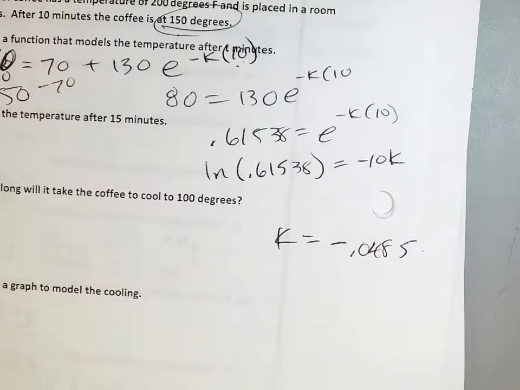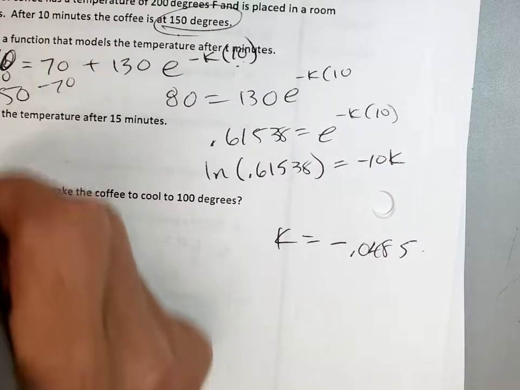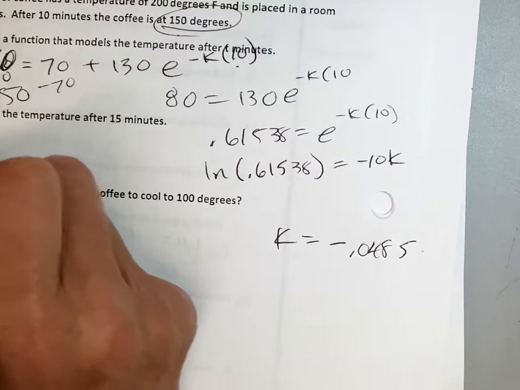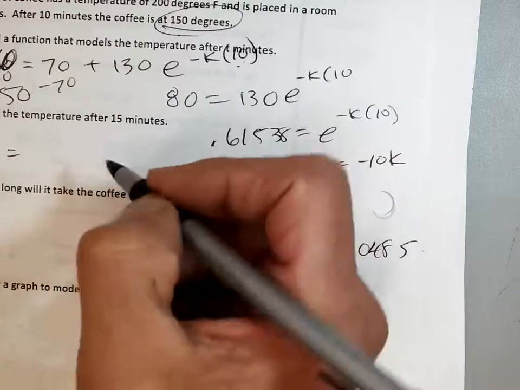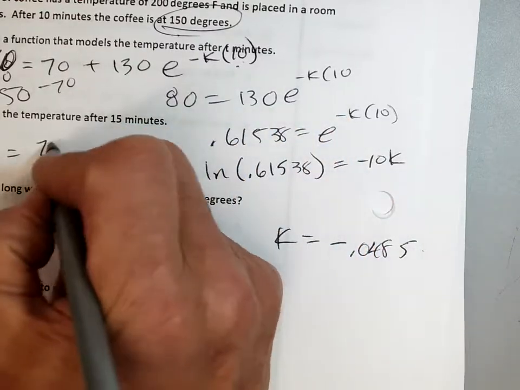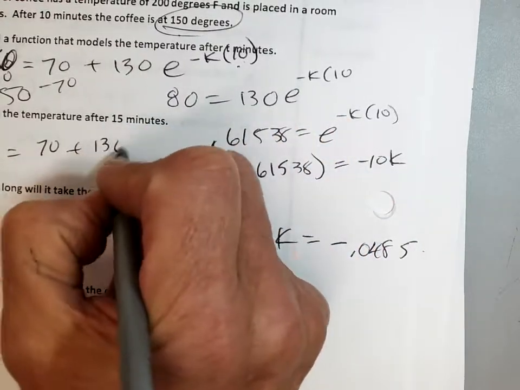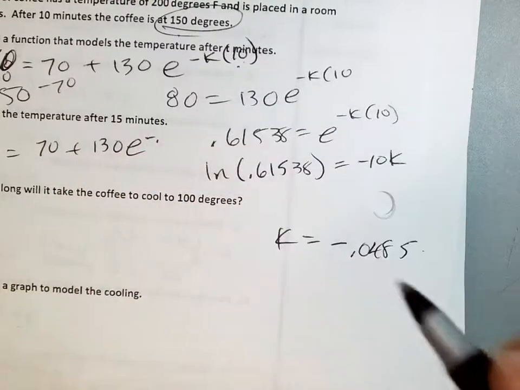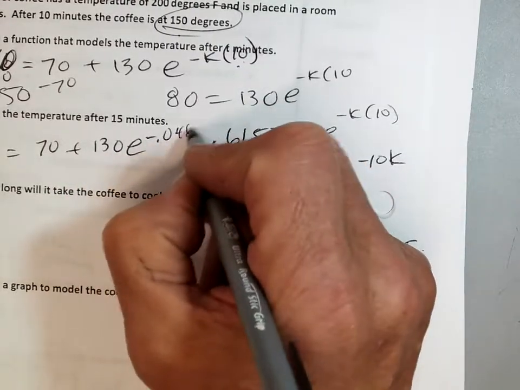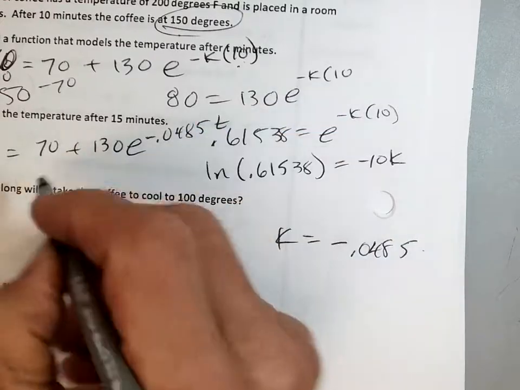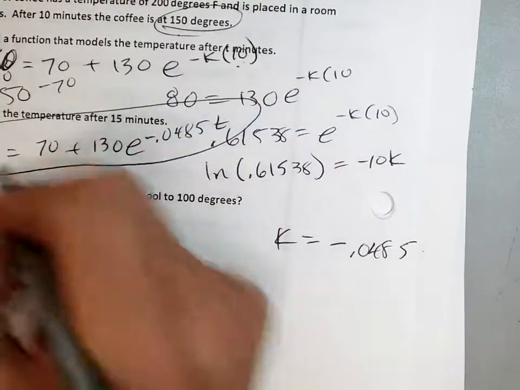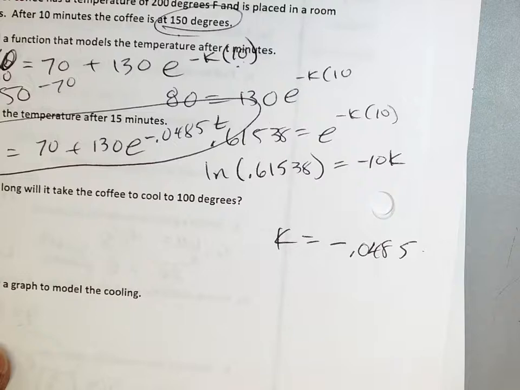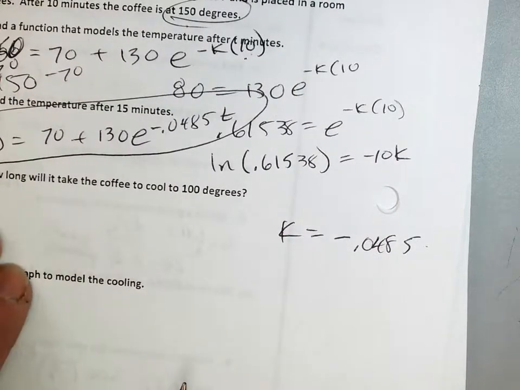Okay, so the equation I want is going to be this. Where's my equation? There it is. T of t equals my 70, because that's my room temperature, plus my 130 e to the negative 0.0485 to the t power. Okay, let me circle that. Okay, there's my equation, okay? I'm going to go through this again tomorrow, I promise, okay? I'll do it one more time, okay? This is stressing me out so much.